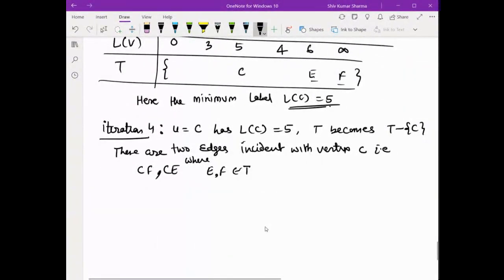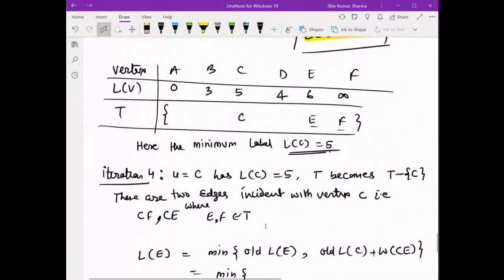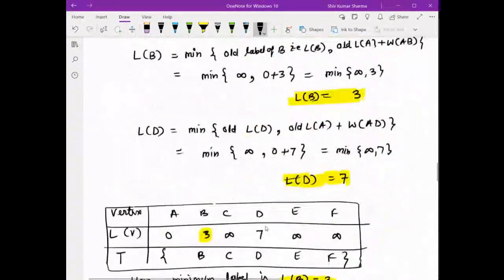So we find the leveling of vertex E. The leveling of vertex E is the minimum of the old level of vertex E, comma, the old level of vertex C plus the weight of CE. So this equals the minimum of the old level of E. What is the old level of E? Old level of E is 6, comma, the old level of C is 5, plus the weight of CE. What is the weight of CE?